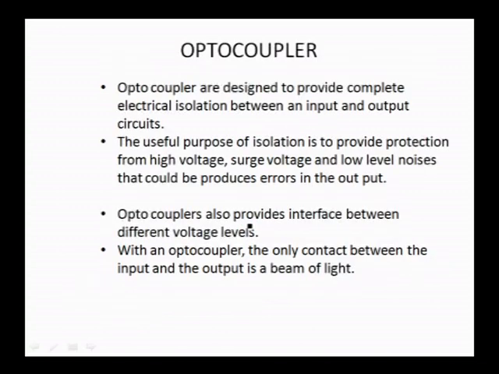Optocouplers are designed to provide complete electrical isolation between an input and output. So what is the purpose of this isolation? It provides protection from high voltage surges and low level noises that may produce errors in the output, by isolating the input circuit and output circuit. If isolated by optical means, we have many advantages. Noise is also reduced, insulation will be very high. Optocouplers also provide an interface between different voltage levels. The only contact between the input and output is a beam of light.